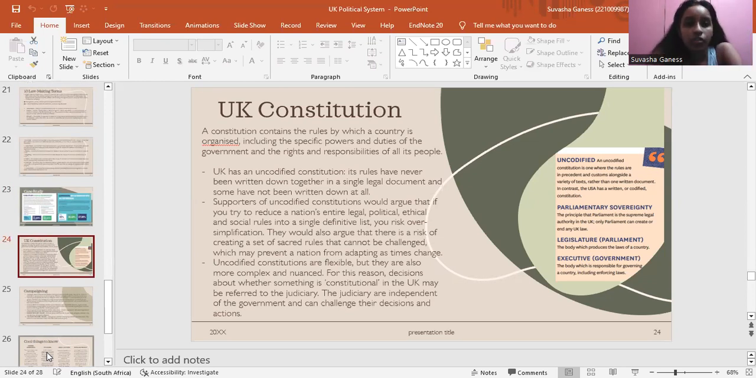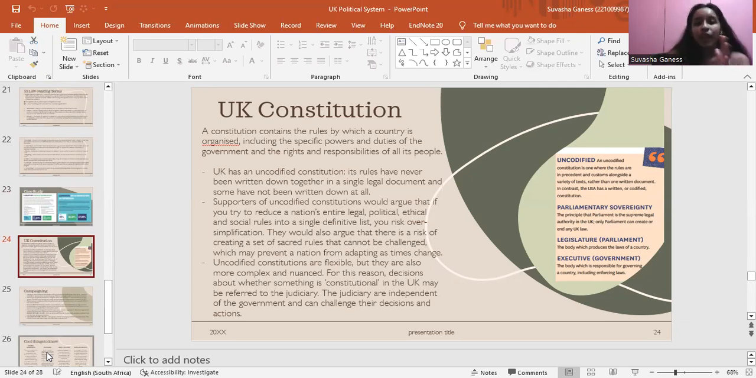Supporters of uncodified constitutions argue that if you try to reduce a nation's entire legal, political, ethical and social issues into a single definitive list, you risk oversimplification. They would also argue that there is a risk of creating a set of sacred rules that cannot be challenged, which may prevent a nation from adapting as times change. Uncodified constitutions are flexible, but they are also more complex and nuanced. For this reason, decisions about whether something is constitutional in the UK may be referred to a judiciary, which is independent of the government and can challenge their decisions and actions.